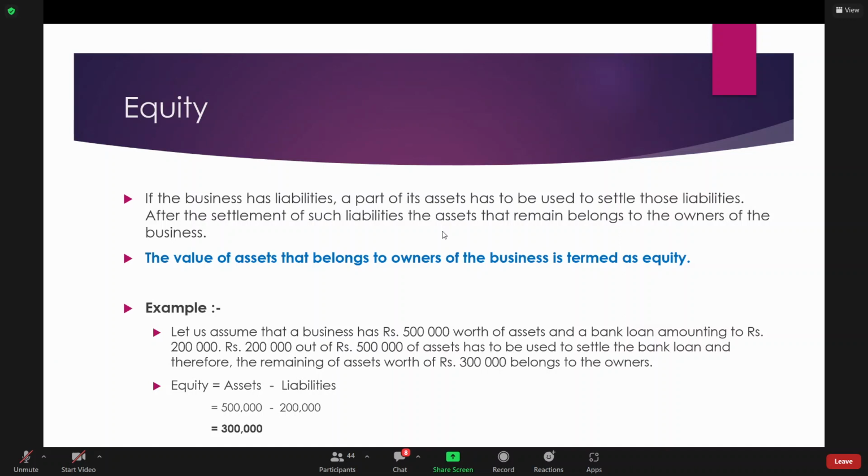Equity: the value of assets that belongs to the owner of the business is called equity. And how is that being calculated? You have to settle all liabilities using assets, and if there is a remainder, if there is a remaining asset, that is the one that belongs to the owner of the business, and that is equity.